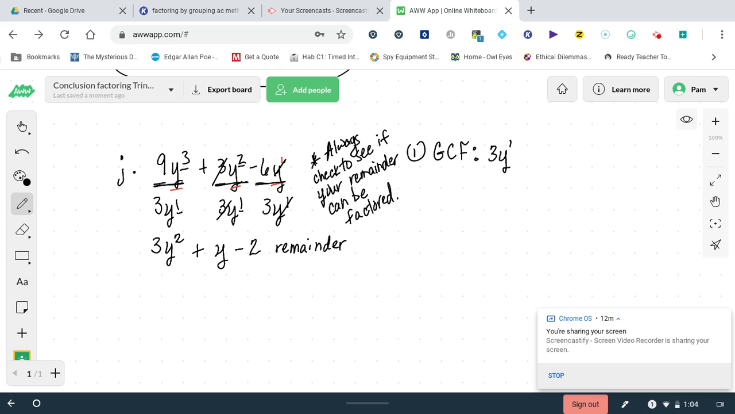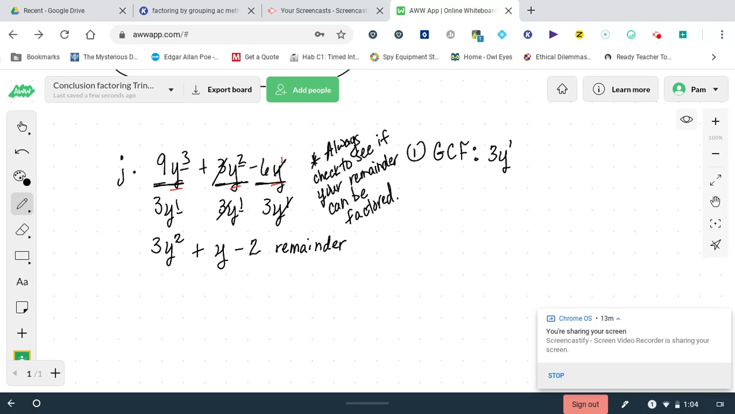Always, when your step 1 is a GCF. So anytime you get a GCF in step 1, you always have to check to see if your remainder can be factored. But that's only if you start off in your step 1 with a GCF. Then you must do this, okay? All right, so I'm going to see if I can factor that remainder. So does the remainder fit any form that I know of?